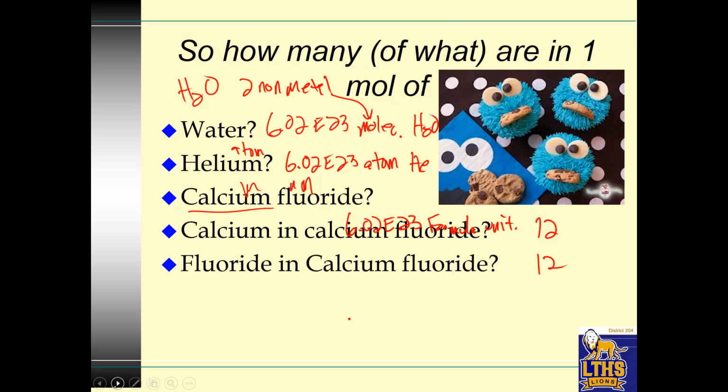Ding, ding, ding. How many fluorides are in calcium fluoride? Now remember, we talked about calcium fluoride is CaF2. So how many fluorides in calcium fluoride? Well, wouldn't we have twice that number because I have 2 F's in here? So it would be 6.02 E23 times 2.